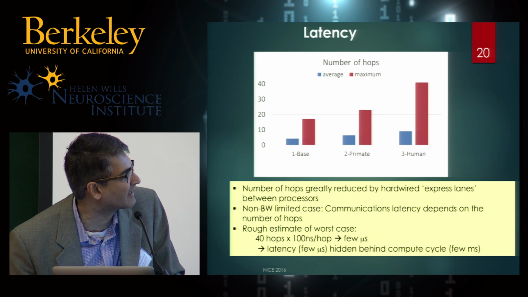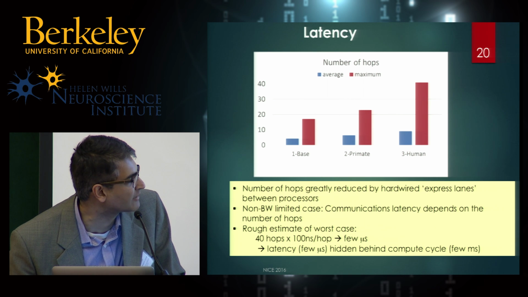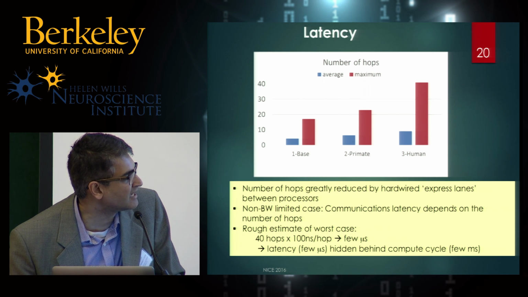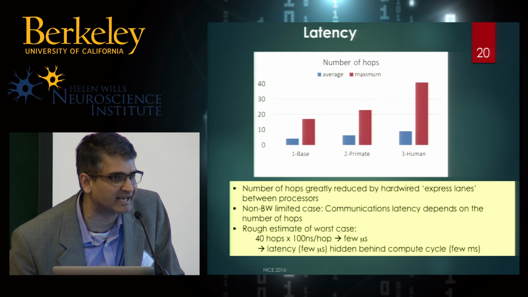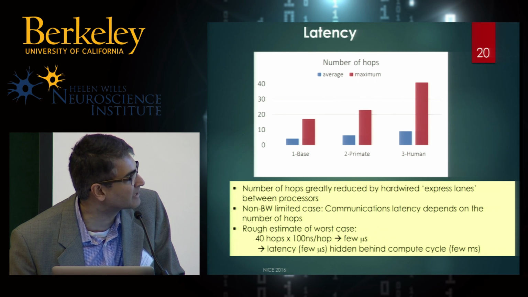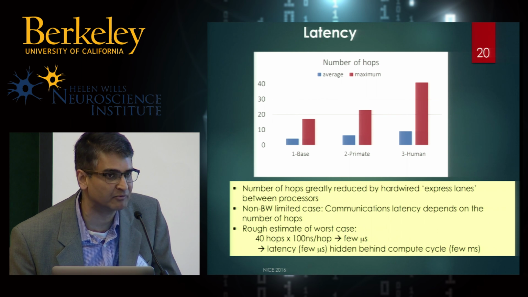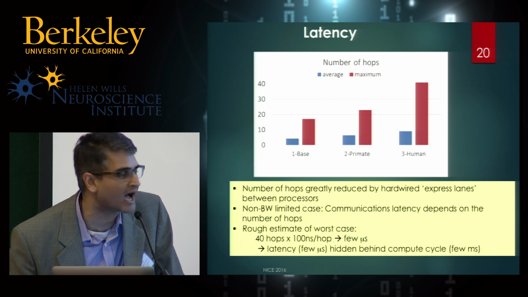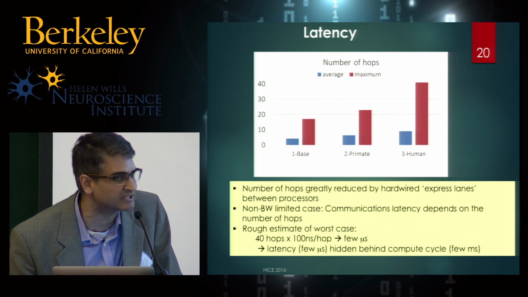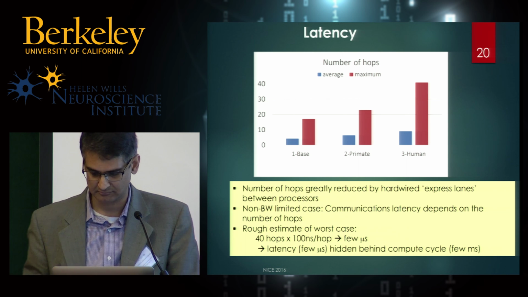For 40 hops and then about 100 nanoseconds per hop, this comes out to be in the range of a few microseconds, which can be hidden behind the compute cycle. A total compute cycle probably runs a few milliseconds. So if we're not really bandwidth limited, we can accommodate all of the hops that need to be done, the communication that needs to be done, behind the compute cycle.